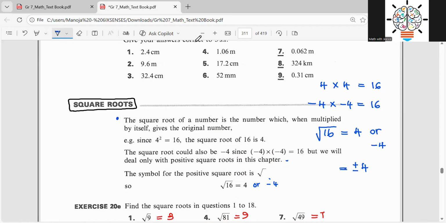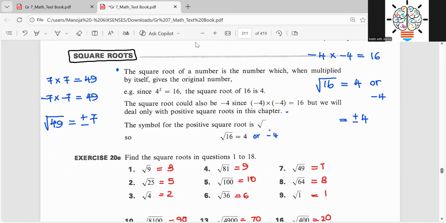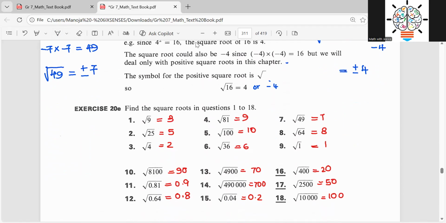So then another example I will take you. 7 times 7, it is 49. And negative 7 times negative 7, it is again 49, the positive 49. When I want to get the square root of 49, I know either it is positive 7 or negative 7, like this. Right? Here you can see that I have written the square root value.